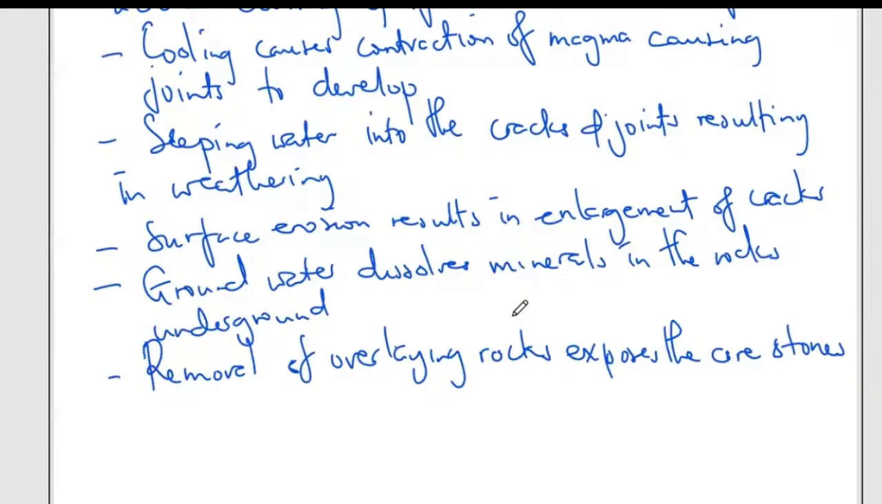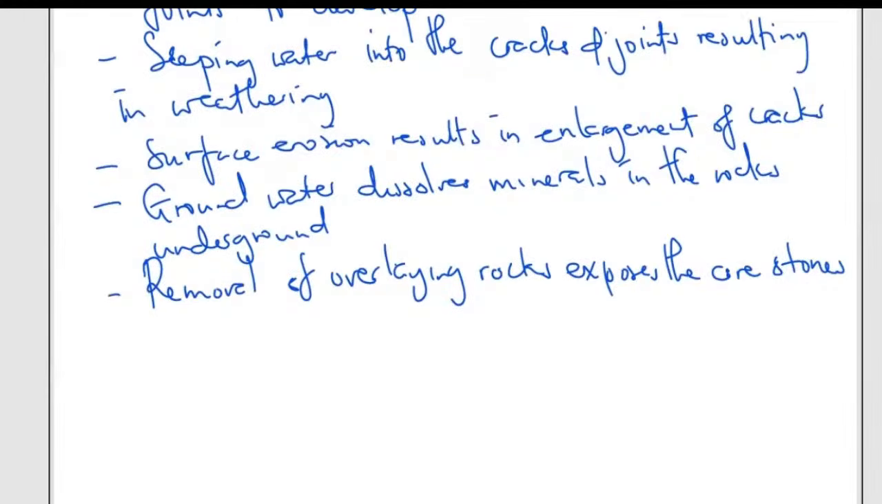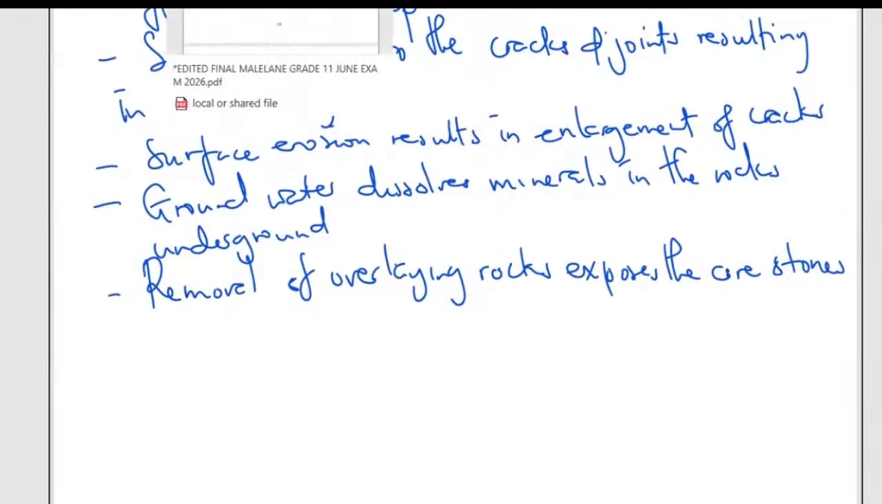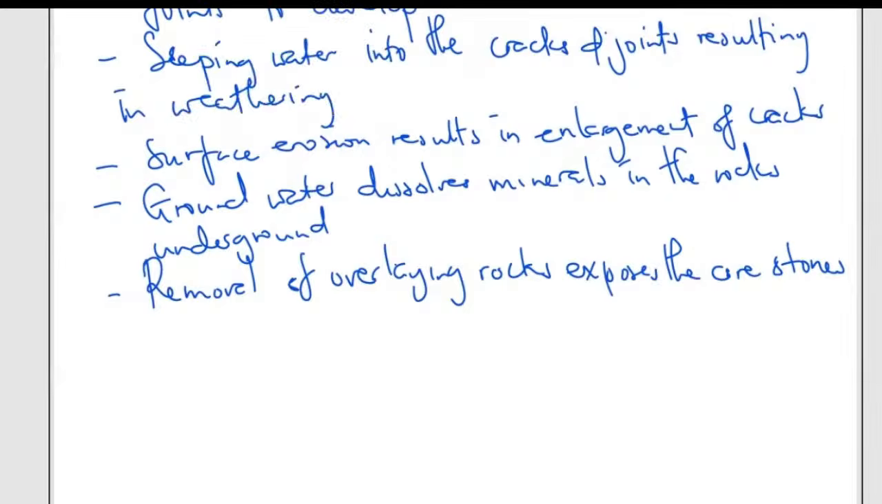They start with the cooling process of magma underground, and the cooling process results in the development of cracks or joints. Then we have the influence of water seeping into the joints. We have chemical weathering taking place. We also have ground surface erosion and the dissolving of minerals by groundwater, and ultimately the landform is going to be exposed as core stones. Right.